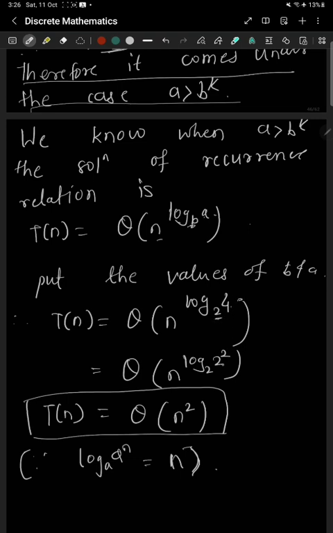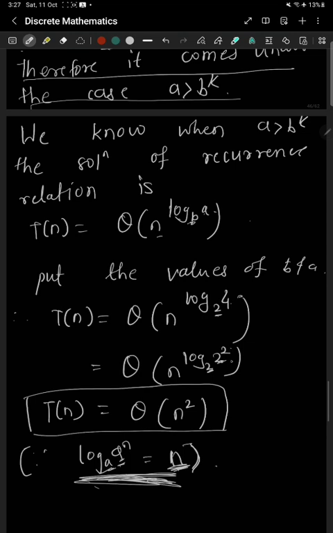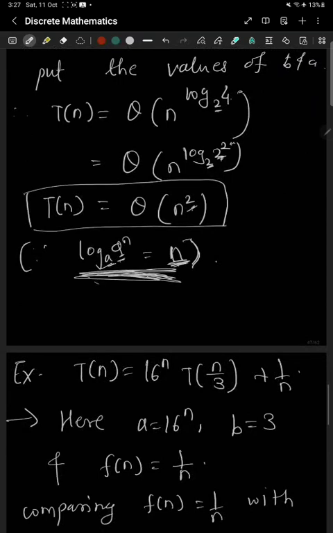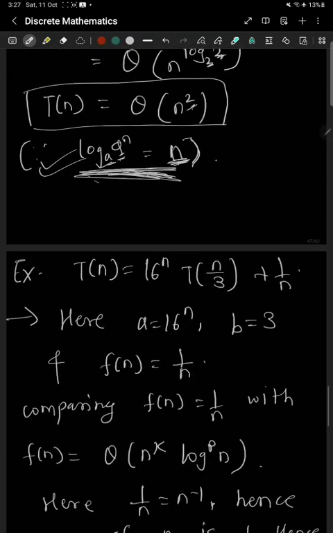We can write this 4 as 2 squared, and we know the logarithmic rule that if the base and the power element are the same, then we just remain with the power. Hence the 2s get cancelled and only this 2 remains, and T(n) is given by theta of n squared. Please remember this rule, you are going to use it often.